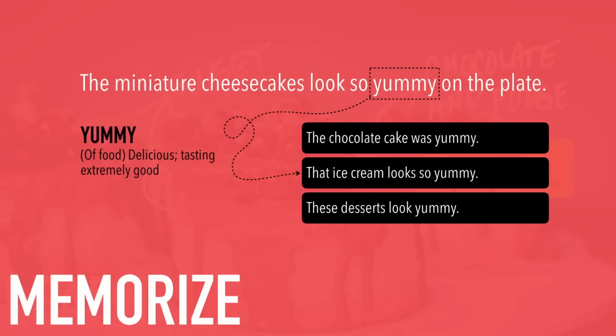Remember I said my mom, she can cook really well, and she used to make really good banana nut bread. So the banana nut bread was very delicious or very yummy. Okay, so let's see 3 example sentences using this word yummy. Here we go. First, the chocolate cake was yummy. Next, that ice cream looks so yummy. And finally, these desserts look yummy.